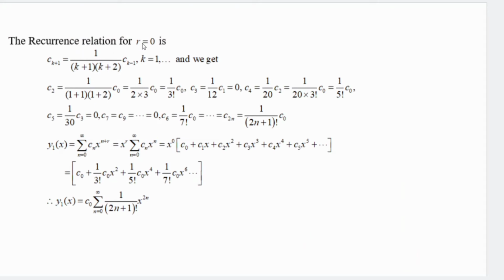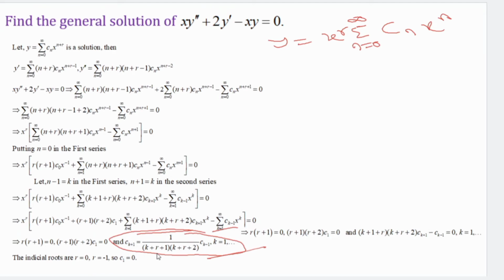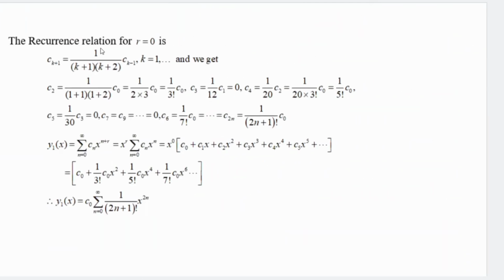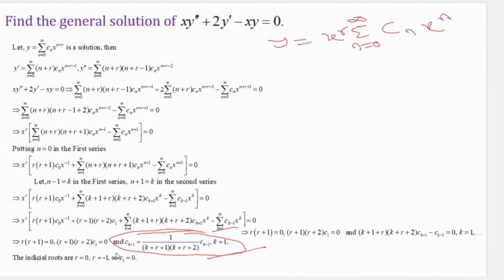So when r equals 0 in the general recurrence relation, we get c_{k+1} equals 1 by (k+1)(k+2) c_{k-1}. Here k starts from 1. When we put k equal to 1, we get c2 equals 1 by 2 times 3 c naught, that means 1 by factorial 3 c naught, but our c1 is already 0.